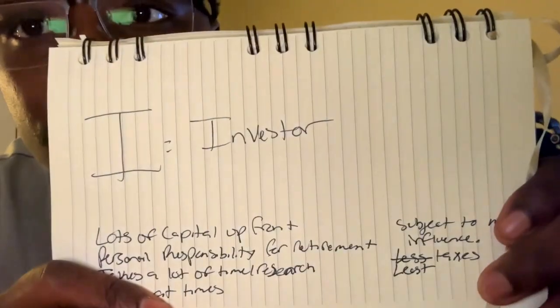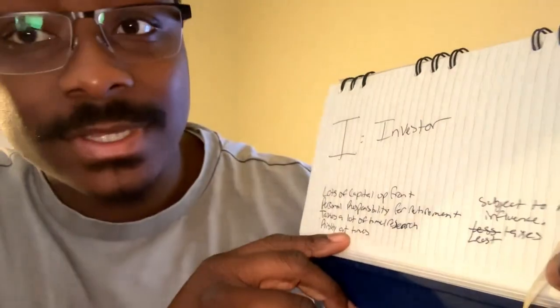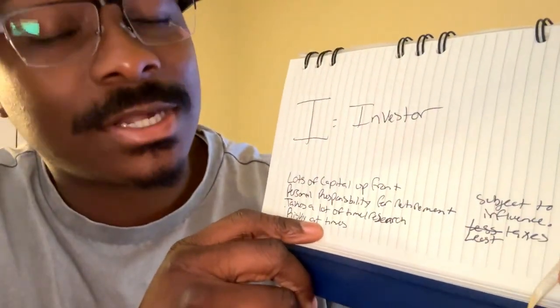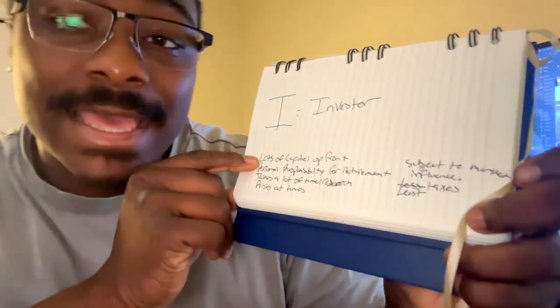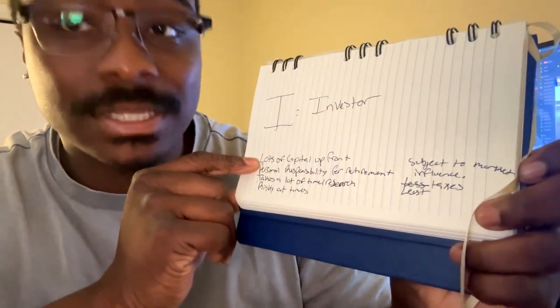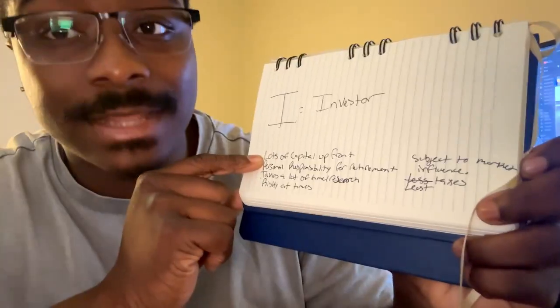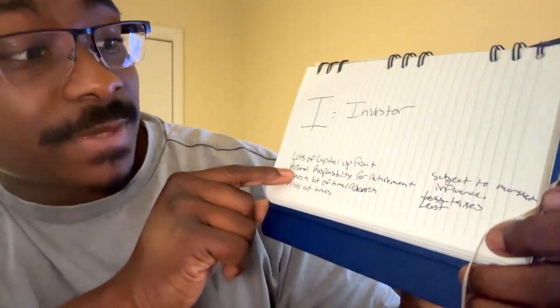Last one. I is for investor. Now this one, a lot of people want to be in this one, but it's hard to get in this one, especially if you're in the beginning, you're just starting up. Because why? It takes a lot of capital up front. To start getting returns that you can live off of takes a lot of capital up front, a lot of money. Personal responsibility for retirement.